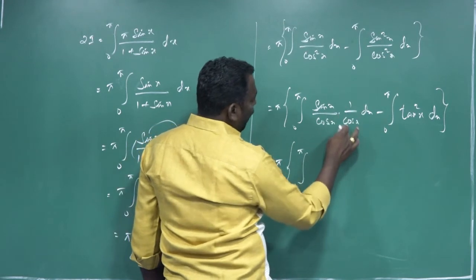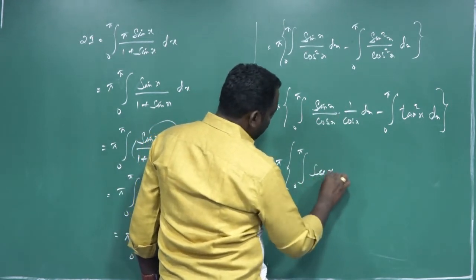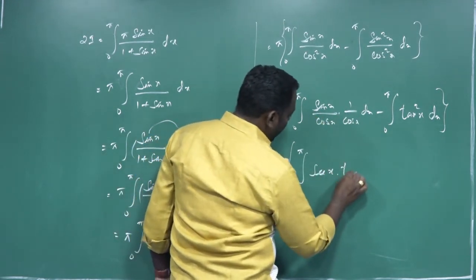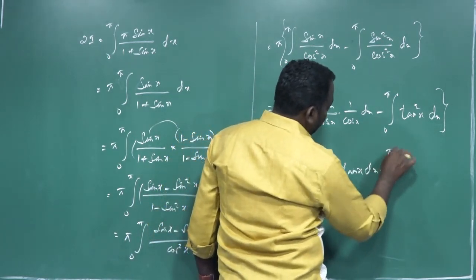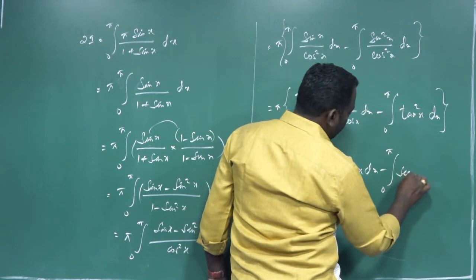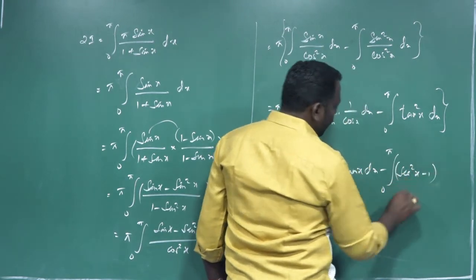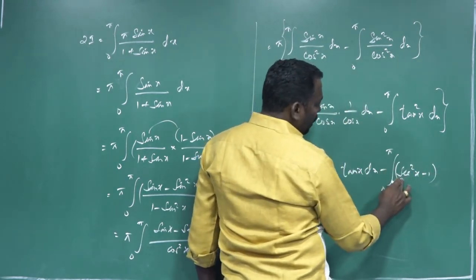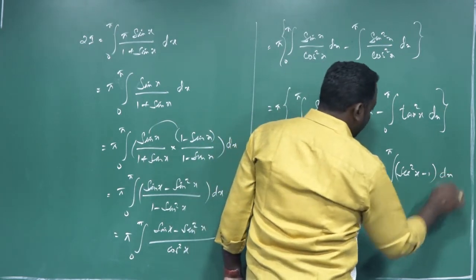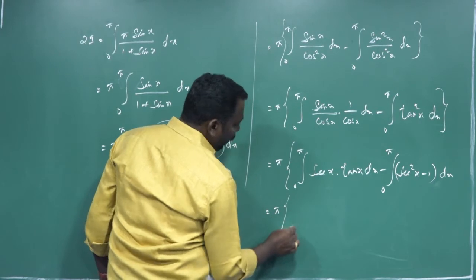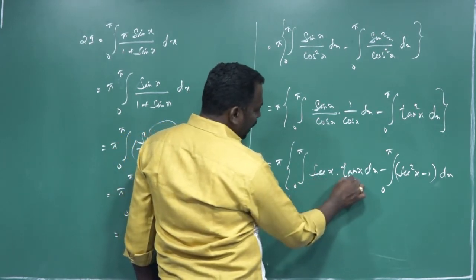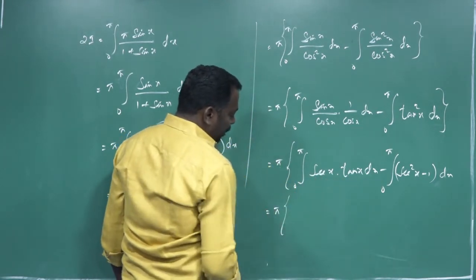Now it is equal to pi within the bracket of the integration from 0 to pi of 1 by cos, which equals secant x, and sin by cos, which equals tan x, into dx, minus the integral from 0 to pi of tan square x, which you can write as secant square x minus 1, into dx. And now that is equal to pi within the bracket of the integration of secant x tan x dx, which is equal to secant x.